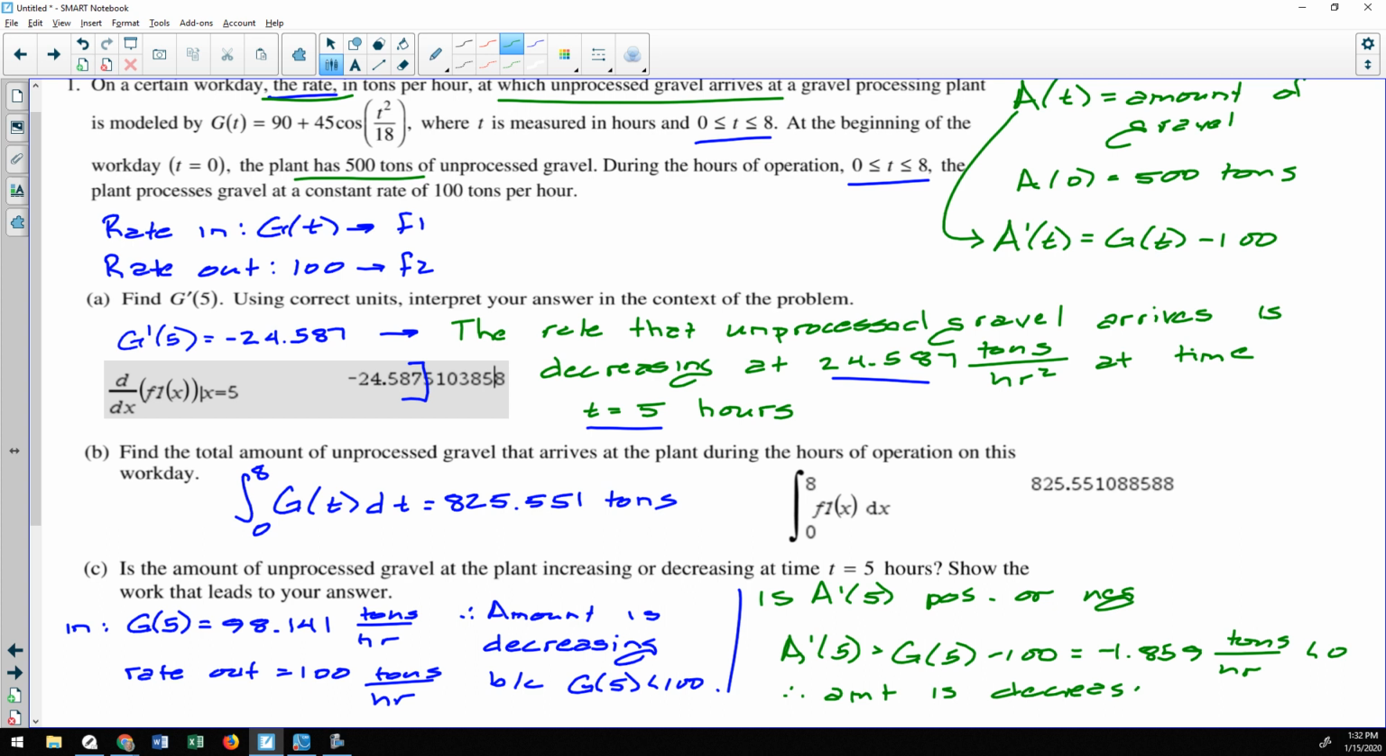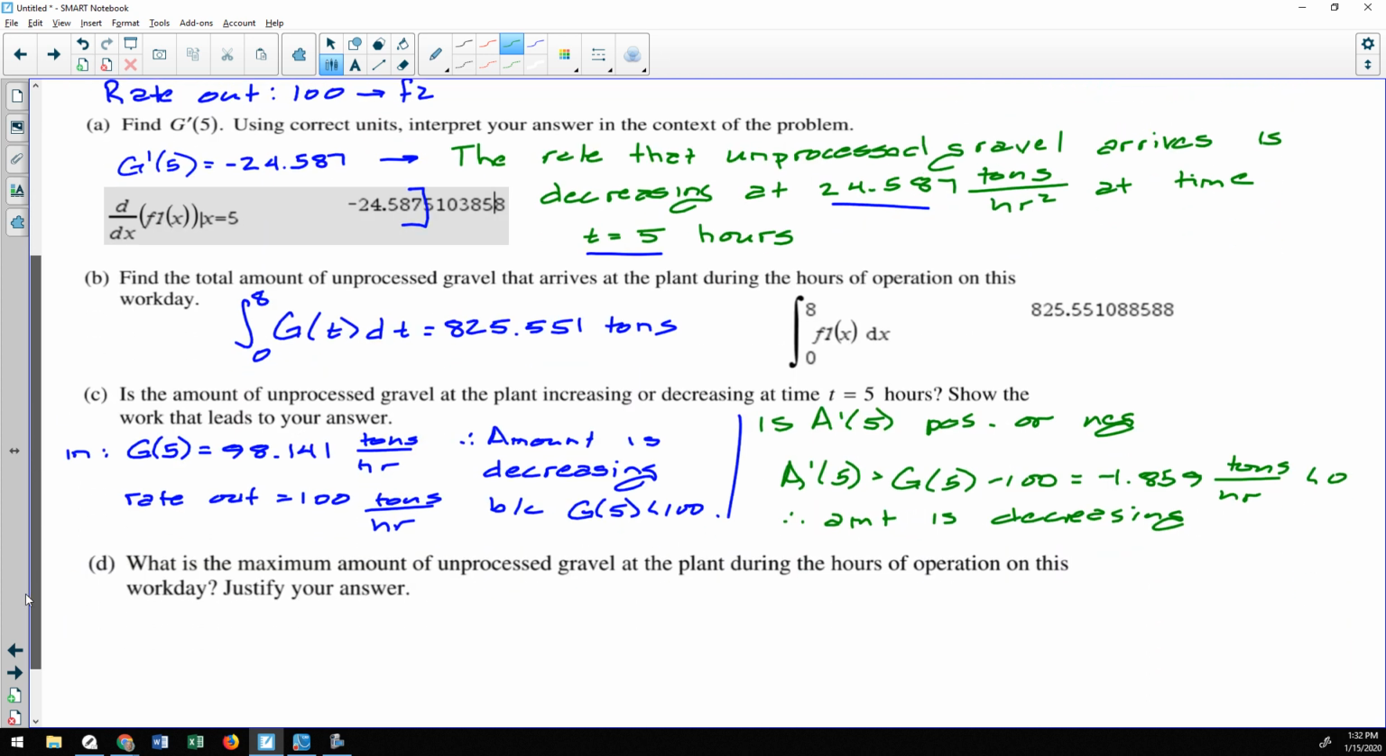Both of those should be acceptable approaches. Probably easier to look at them separately. The rate in is less than the rate out, so it makes sense that the overall amount is decreasing. But both of those should be fine.